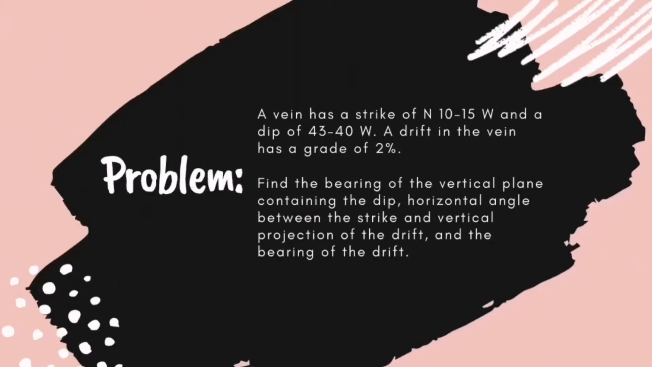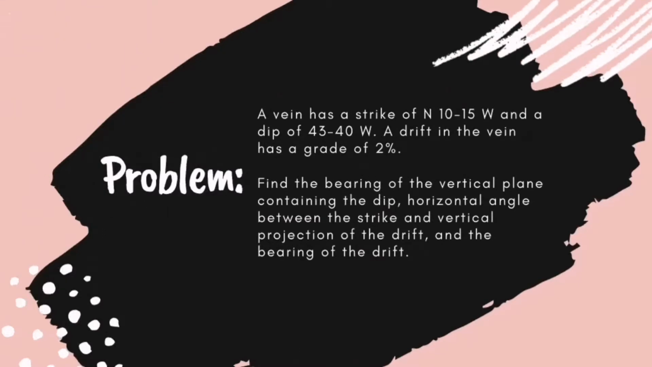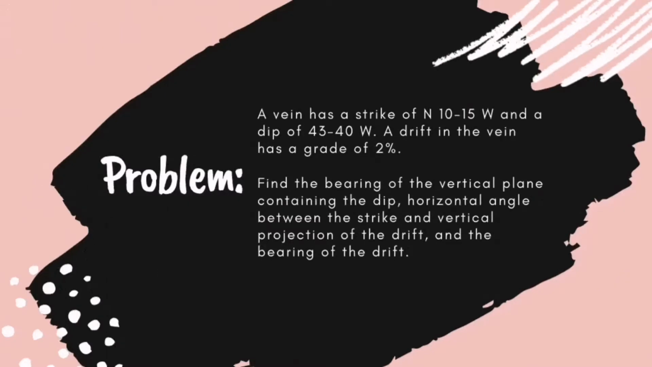A vein has a strike of north 10 degrees 15 minutes west and a dip of 43 degrees 40 minutes west. A drift in the vein has a grade of 2%. Find the bearing of the vertical plane containing the dip, the horizontal angle between the strike and the vertical projection of the drift, and the bearing of the drift.